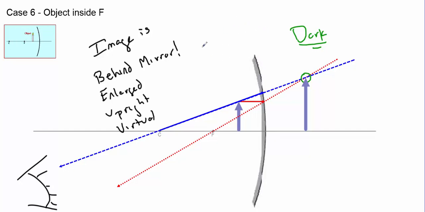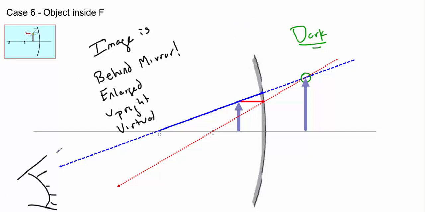A great example of one of these types of mirrors is a cosmetic mirror. If you were to look into a mirror to apply makeup, you've got to get that mirror pretty close to your face, and it actually makes your face bigger. And that's why they use those cosmetic mirrors, to help see those blemishes or whatever you want to touch up.